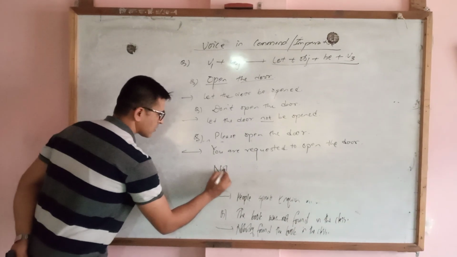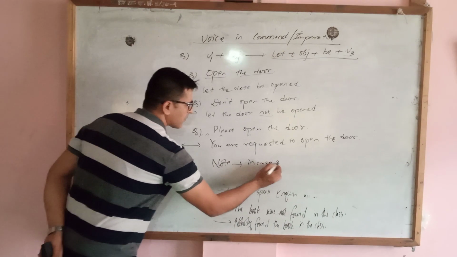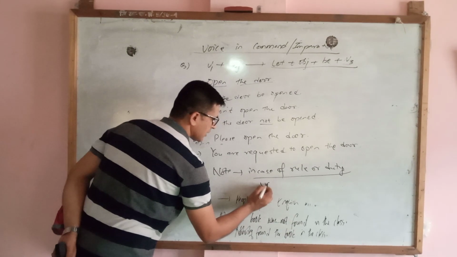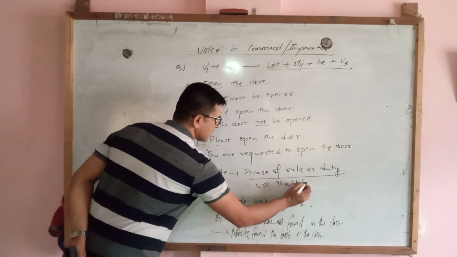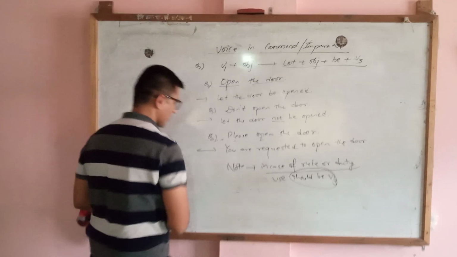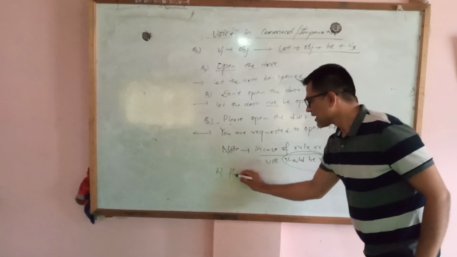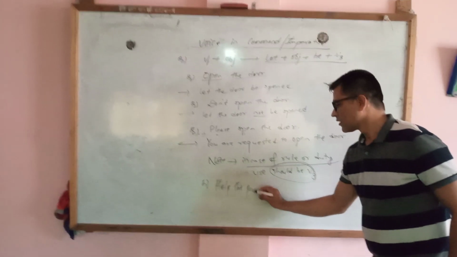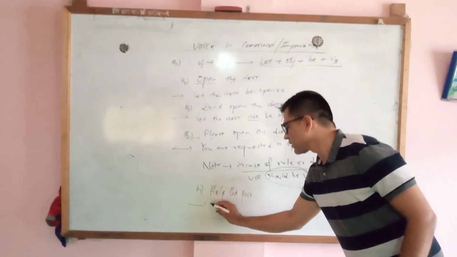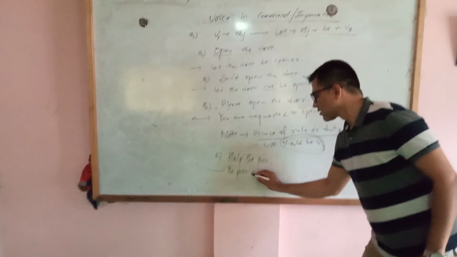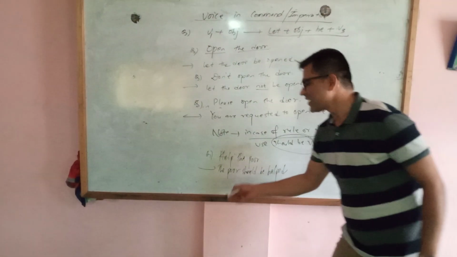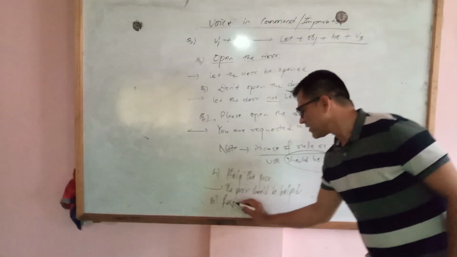Again, next note. In case of rule or duty, use should be B3. Look at that. In case of rule or duty, for example, the question is help the poor. The answer must not be let the poor be helped, that is not the right answer. Answer must be the poor should be helped. Respect the elders.